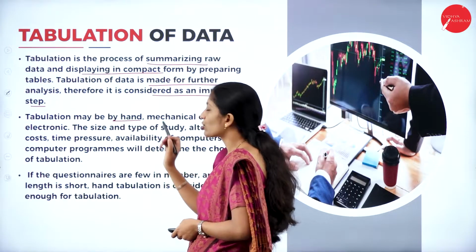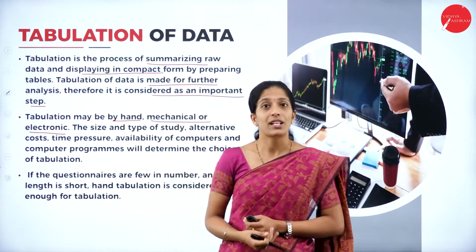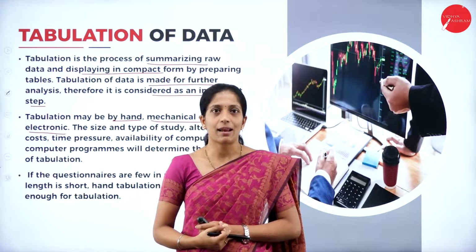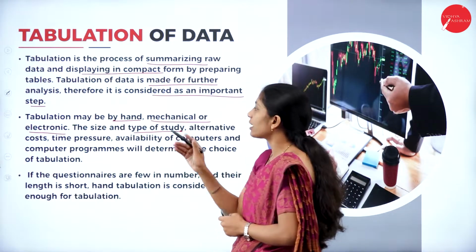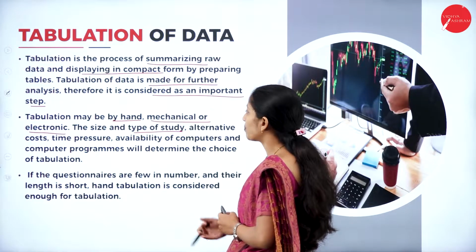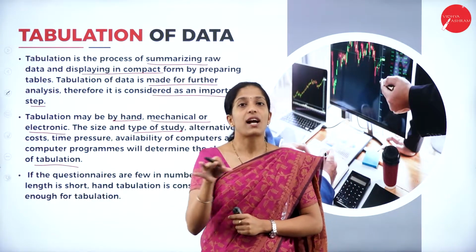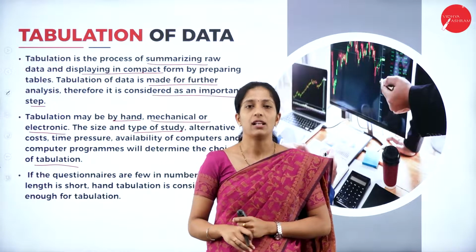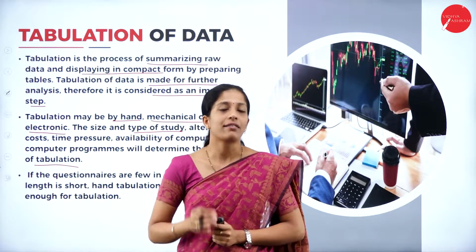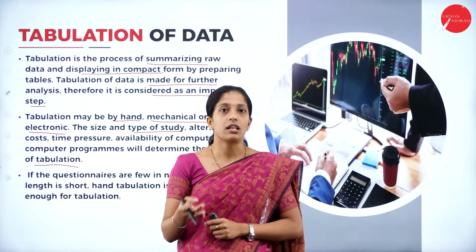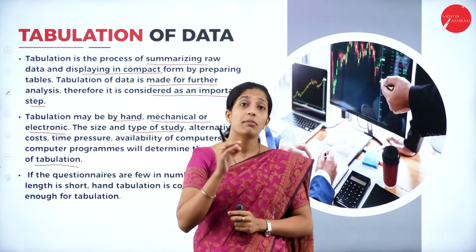Tabulation may be by hand, or through mechanical or electronic media. By using computers they can prepare the table, or by hand also they can prepare the table. The size and type of the study, alternative cost, time pressure, and availability of computers and computer programs will determine the choice of tabulation. So, there are various factors which influence the preparation of tables. It may depend upon the availability of computers. Suppose the computers are not available, then they have to prepare the table by hand. And what is the cost incurred to prepare the table? If the researcher himself is going to prepare it, then there is no cost. He can easily prepare it, but it is time consuming.